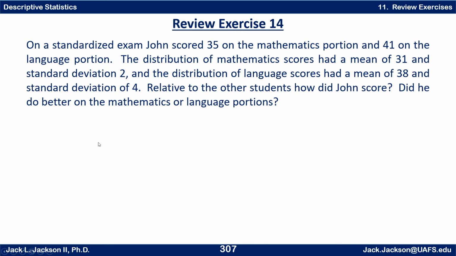Okay, review exercise 14. On a standardized exam, John scored 35 on the mathematics portion and 41 on the language portion. The distribution of mathematics scores had a mean of 31 and a standard deviation of 2, and the distribution of language scores had a mean of 38 and standard deviation of 4. Relative to the other students, how did John score? Did he do better on the math or the language portion? Press pause now.